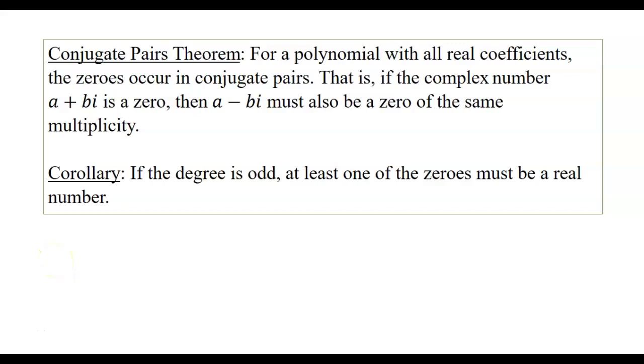Okay, one more very important fact about polynomial functions and what their zeros can be. For a polynomial with all real coefficients, the zeros occur in conjugate pairs. That is, if the complex number a plus bi is a zero, then a minus bi must also be a zero of the same multiplicity.